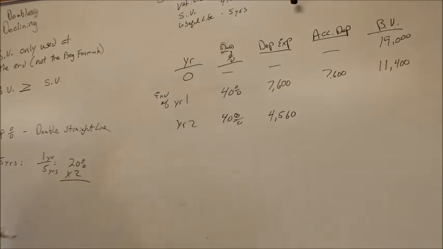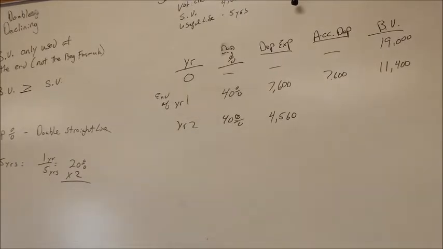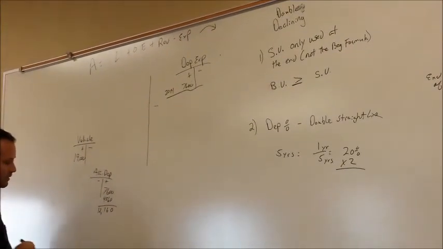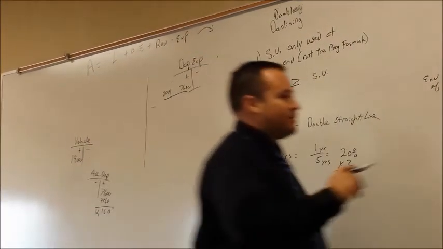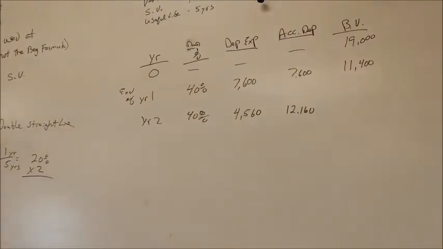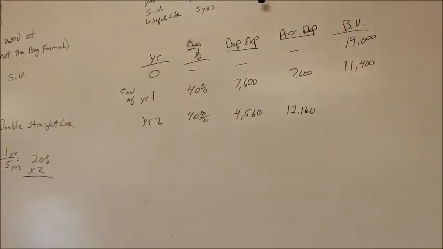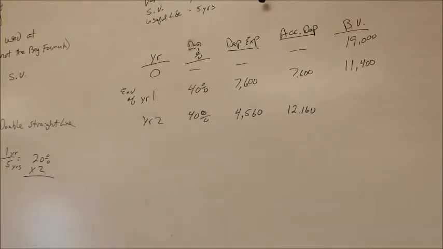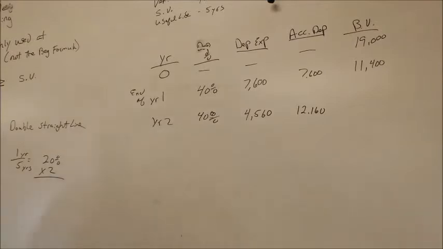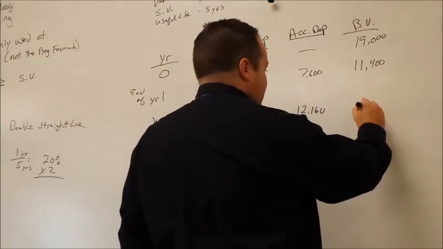So my updated accumulated depreciation, I got 12,160. Notice the depreciation dropped off quite a bit in year 2. Assuming I'm probably using it a little bit less in year 2 than I did right off in year 1. What's the book value? 6,840.